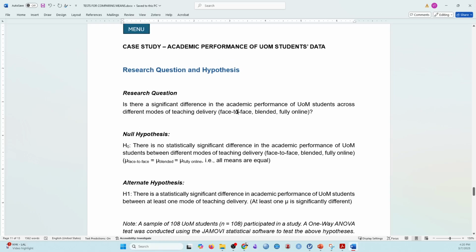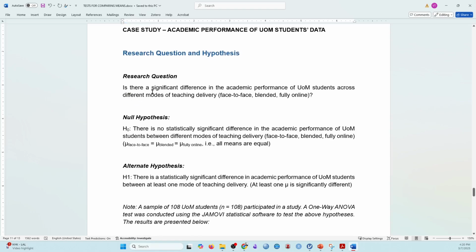So suppose we have a research question: is there a significant difference in the academic performance of students across different modes of teaching delivery? Face-to-face, blended, fully online. What we want to test is whether students who have followed the program using a certain mode of delivery, whether fully online, blended mode, or face-to-face, have different academic performance. Is there a significant difference between the performance of students based on whether they have followed the program face-to-face, blended, or fully online? Or is there no difference? So that's the research question.